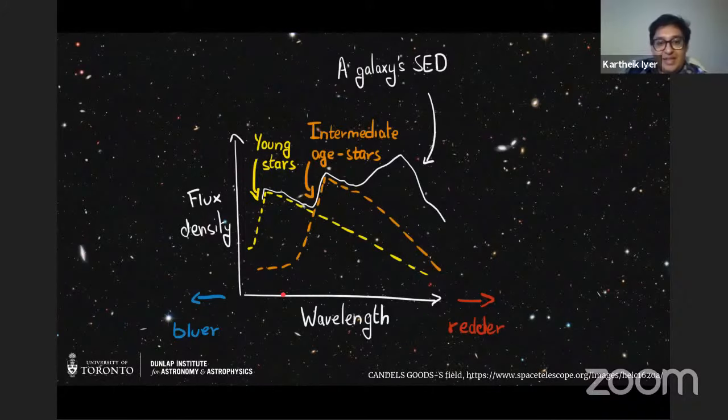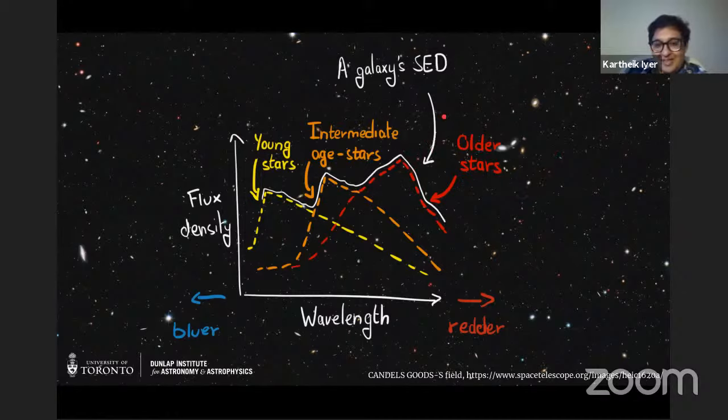Similarly, if we look at intermediate age stars, its contribution dominates at wavelengths that are somewhere between blue and red. And as we go to older stars, the peak in a galaxy's SED from these older stars happens at the longest, reddest wavelengths. So this knowledge of how stellar lifetimes behave allows us to take a galaxy's SED and decompose it, break it down into contributions that come from young stars, from intermediate age stars, and from older stars, right?